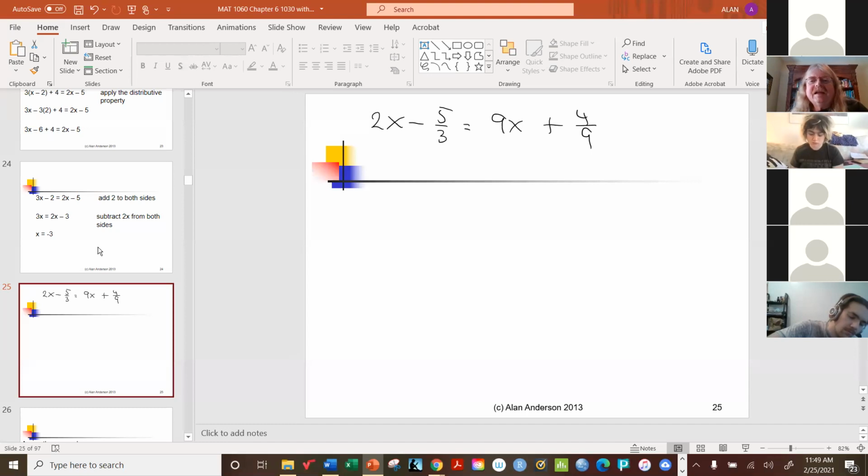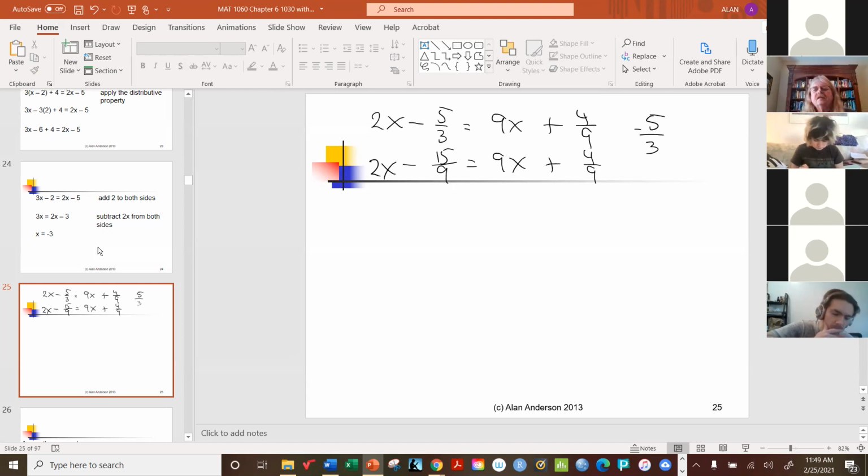All right, I'm going to give you that helpful hint now. Negative 5/3 is actually the same thing as negative 15/9. Okay, because if you just take it, multiply by 3/3, you'll get negative 15/9. Now, we can consolidate the constants onto one side here.